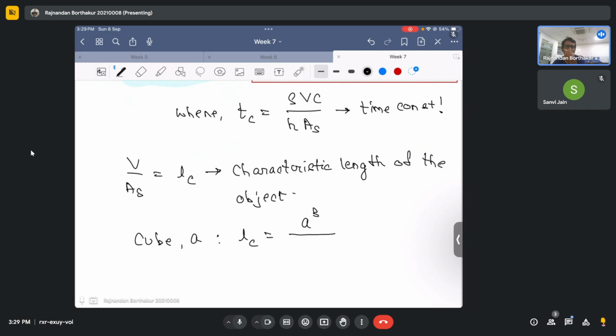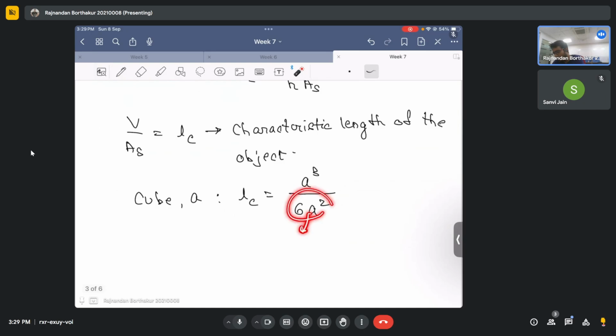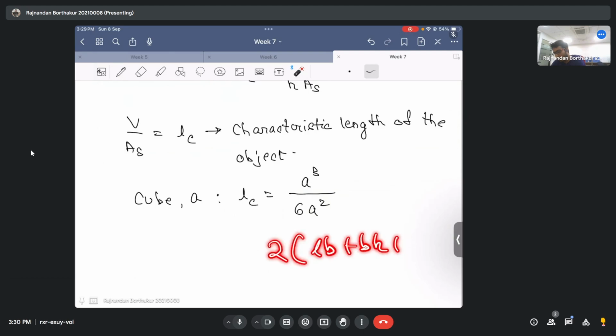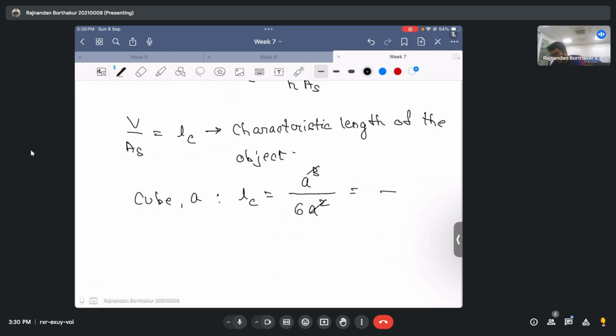That's simple, right? So the surface area of a cube is just 6a square. Because you know that the surface area of a cuboid is basically 2 times the length breadth plus breadth height plus the height length. But for this cube, these things are just equal. So you can just write it as 3 times a square, and 3 into 2 becomes 6. So it's 6a square. So the characteristic length of a cube is basically equal to a by 6.